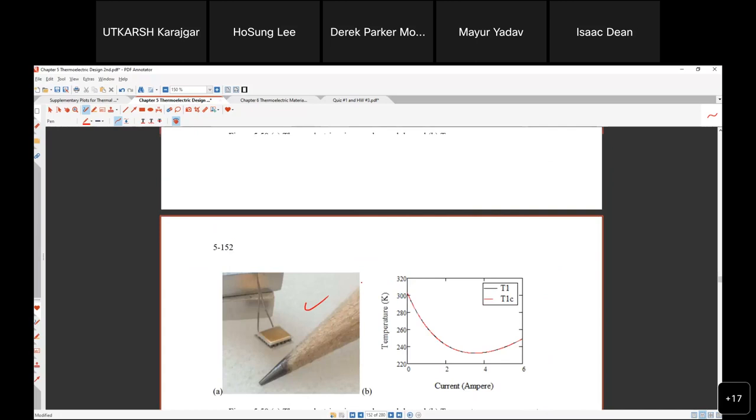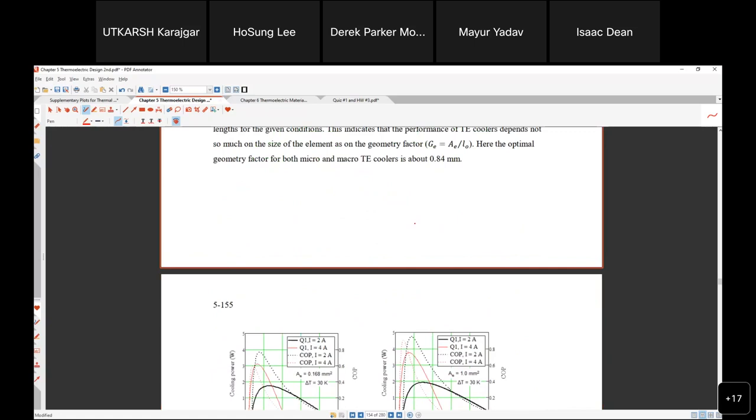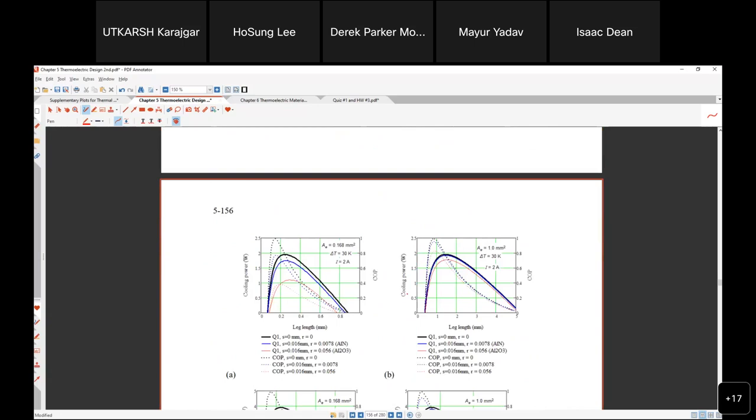And then I showed the model is good. I showed, and then I can discuss this one. I discussed micro. Macro is just a commercial product right now. This element size, 1 millimeter.